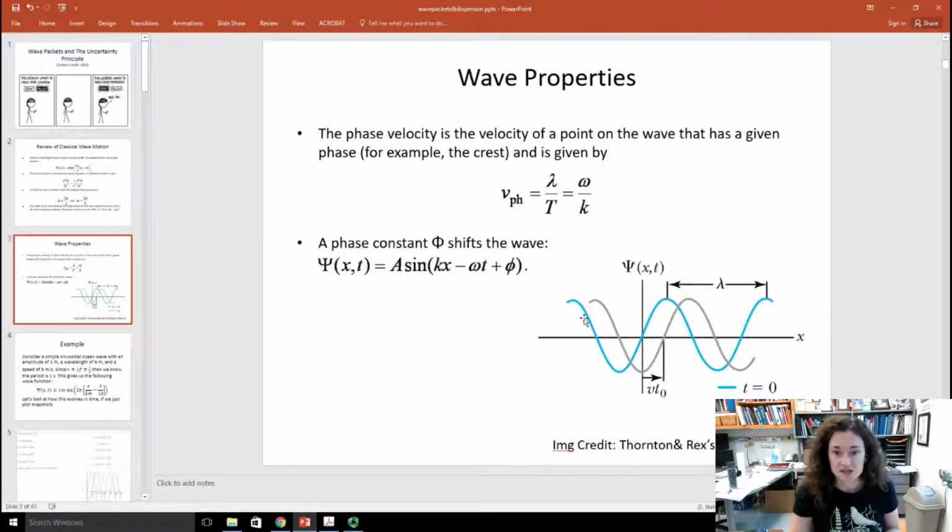Now, if we have a phase constant, here symbolized phi, then that's going to shift the wave to the right or the left. Okay, so if you want to do that, then you add it into your sine argument, so you have sine(kx minus omega t plus phi). So that's just kind of a general classical wave definition.